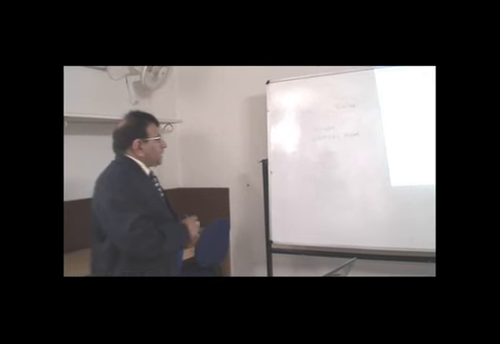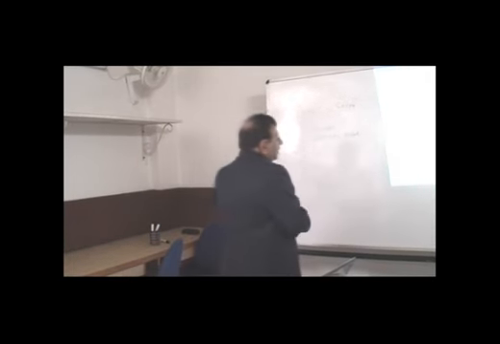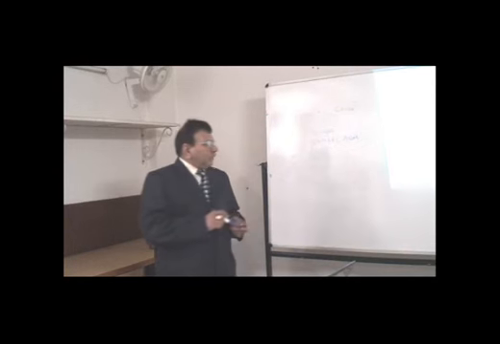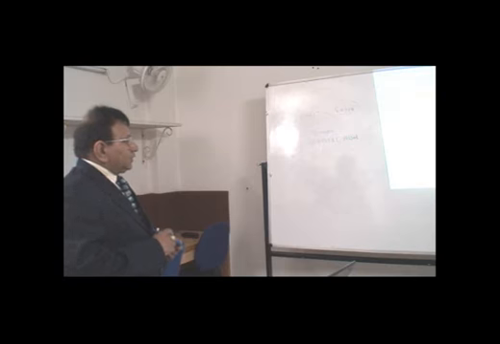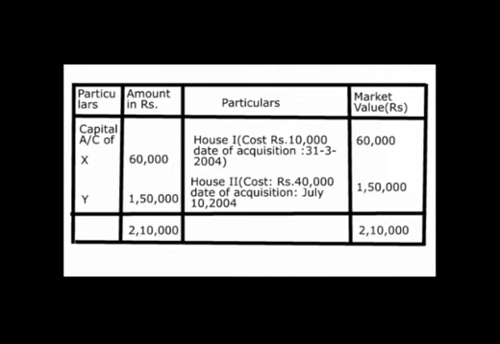The balance sheet is that this HUF has two houses. House 1: the date of acquisition was 31st March 2004 and the market value as on 31st March 2007 is 60,000. That is in respect of house 1. And it has another house, house 2, whose cost of acquisition was 40,000, and this particular house was purchased on July 10, 2004. The present value of house 2 is 1,50,000.